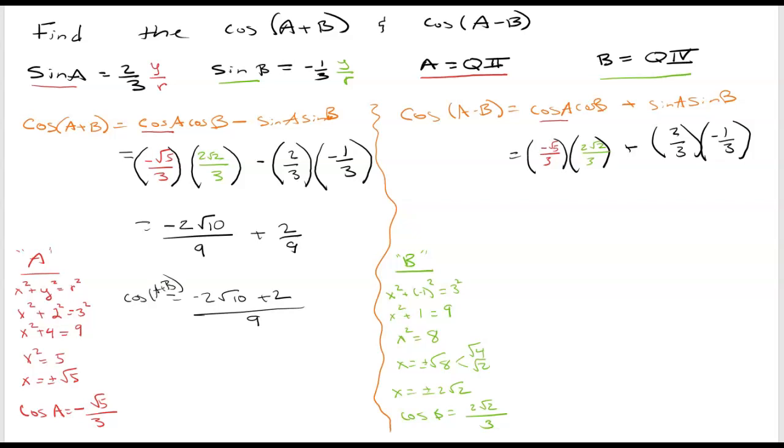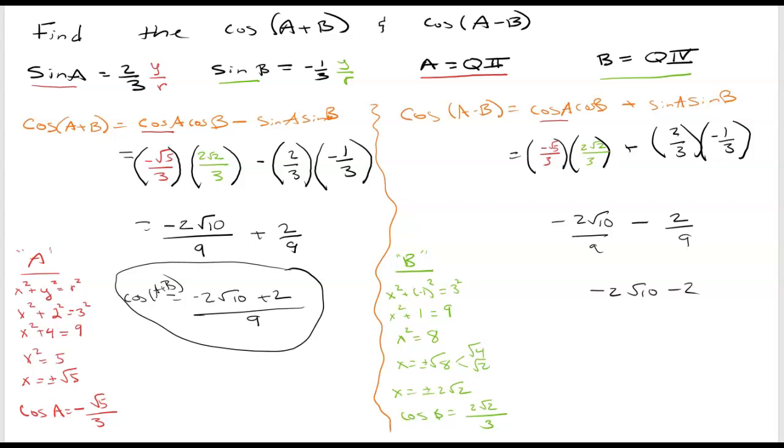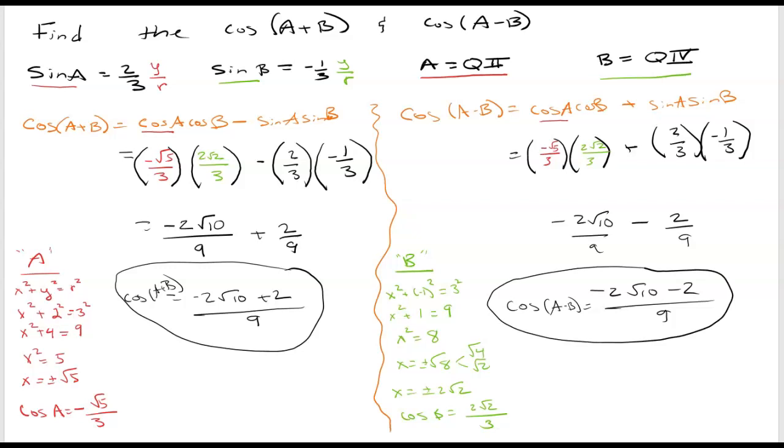We don't really care what a and b are. We just care what they equal to each other. And we'll do the same thing over here, so we should get a very similar answer. So I'm still going to get a negative 2 root 10, but this time I'm going to get a minus 2 as my second term. So negative 2 root 10 minus 2 all over 9. Cosine of a minus b this time. So very similar answers. We can't simplify this anymore.